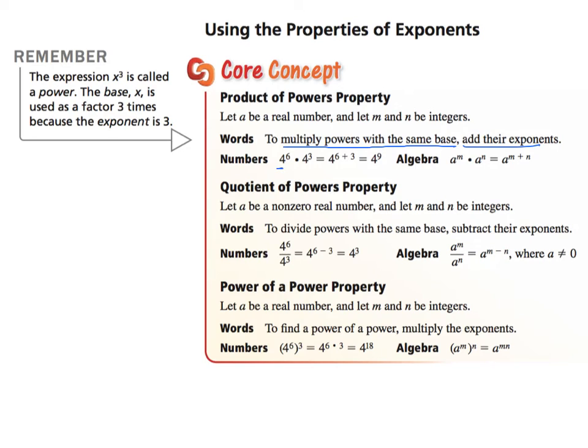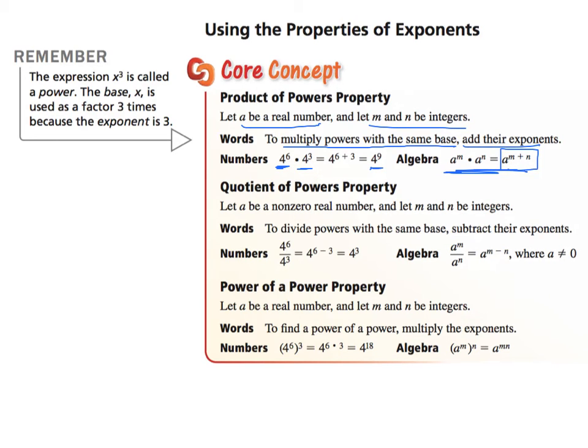So if I had 4 to the 6th power times 4 to the 3rd power, you get 4 to the 9th power. All you do is add the exponents together. In the algebra form, a to the m times a to the n, you add together m plus n, and you get a to the m plus n. A is the real number, m and n are integers.